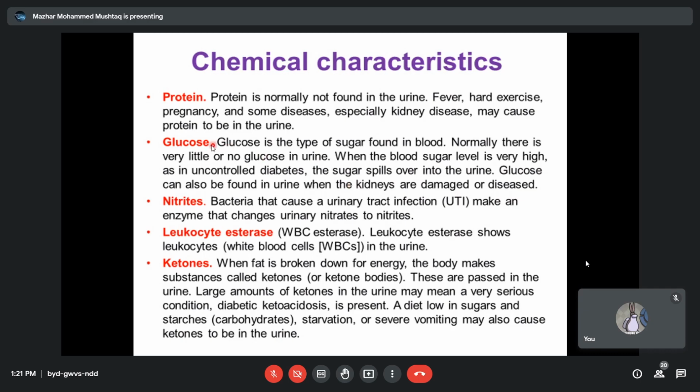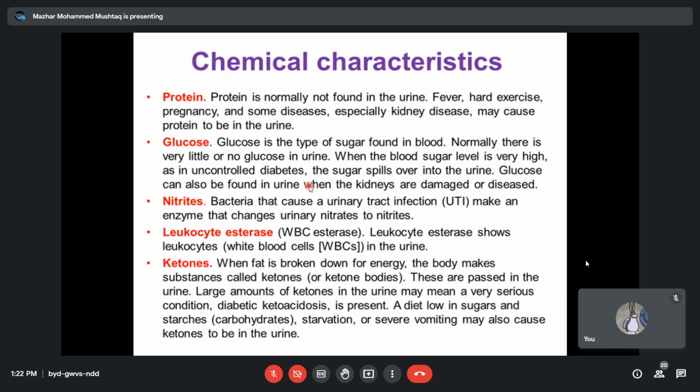Number one, glucose can be present if the blood sugar level is very high. Number two, if there is any damage to the kidney, or if your kidneys are diseased, then even if you have normal glucose in the blood, it will still come into the urine also. So you have two possibilities for the presence of glucose in the urine. Number one, if the blood glucose is very high. Number two, if your blood glucose is normal, but there is damage to the kidney, that can also leak the glucose into the urine.